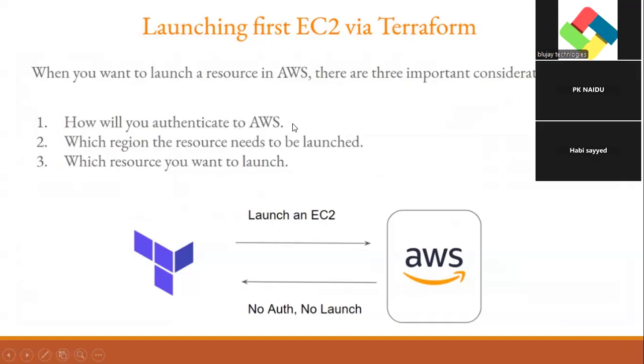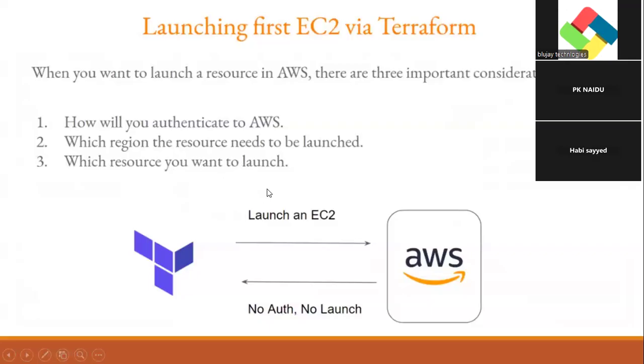So how will you authenticate to AWS? Through the access key and secret key. Second, which region does the resource need to be launched in? What is a region? Mumbai in the south, North Virginia. Regions are APAC, EMEA, and Americas. In the American region we have North Virginia, California, and Ohio. We can use North Virginia, US East 1. You choose whether to launch in the Americas, EMEA, or APAC region.